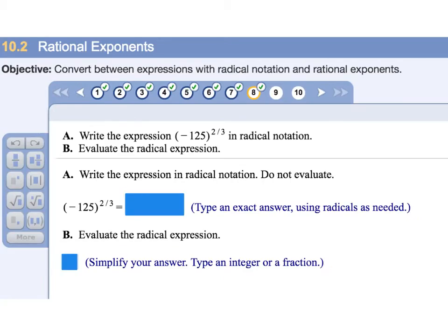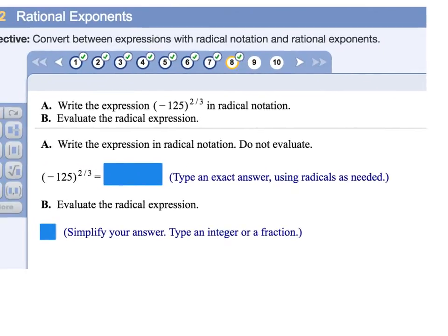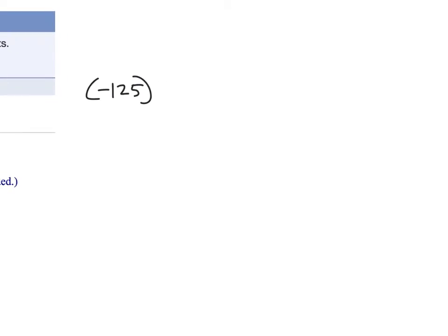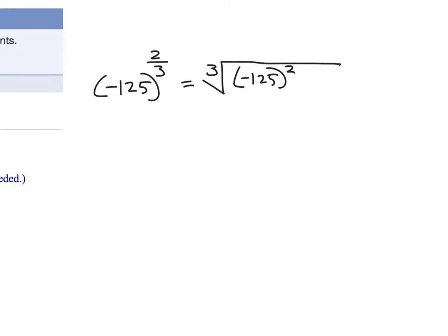All right, another two-parter. First we have to write it in radical notation, and then we have to simplify. So let's scooch over here, and you've got negative 125 being raised to the 2/3 power. So that really means, in radical notation, the third root of negative 125 raised to the second power. Now there's more that we could have done to simplify this, but this right here is what my math lab is looking for in that first part.